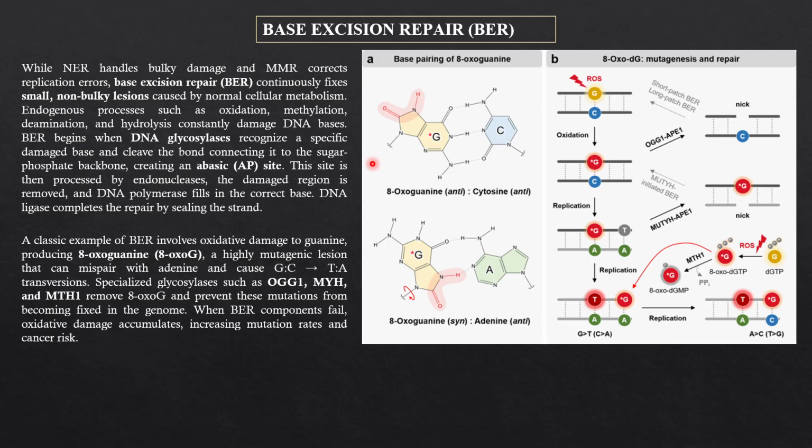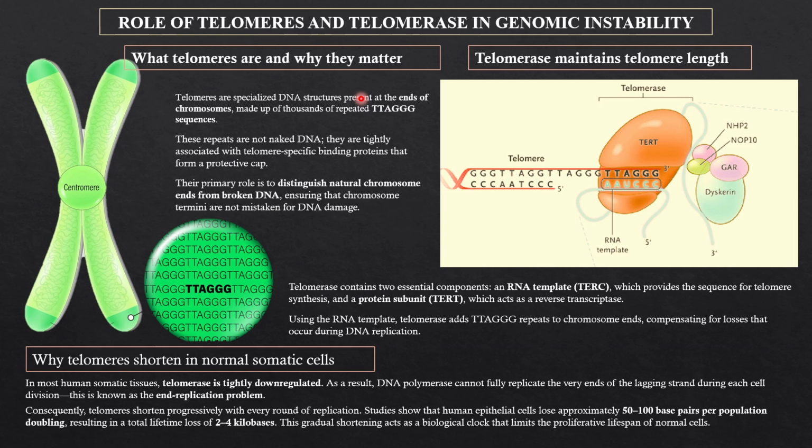These specialized glycosylases such as OGG1 and MYH-MTH1 remove the 8-oxo-G and prevent these mutations from becoming fixed in the genome. And when these base excision repair components fail, the oxidative DNA damage can accumulate and increase the mutation rates. So basically, the failure of this base excision repair can lead to the progression of cancer.